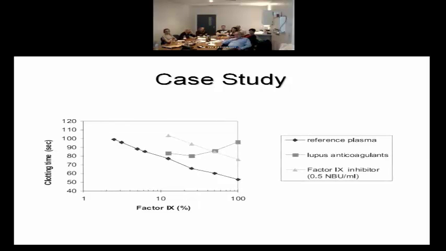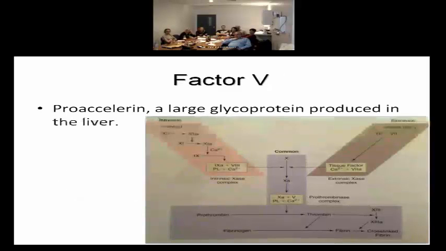The Bethesda assay can be altered for specific inhibitors. However, it's most commonly used for finding factor 8 and factor 9 inhibitors. In the case of this particular patient, it was found that the gentleman had a factor 5 inhibitor, which is quite rare. So, I'll give you a background on what factor 5 is.